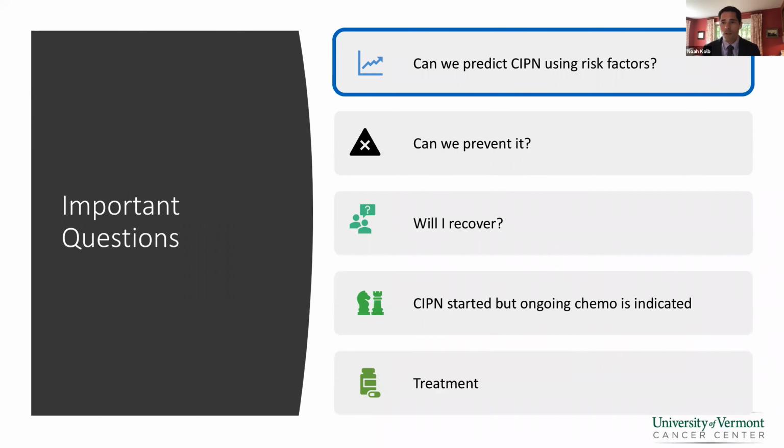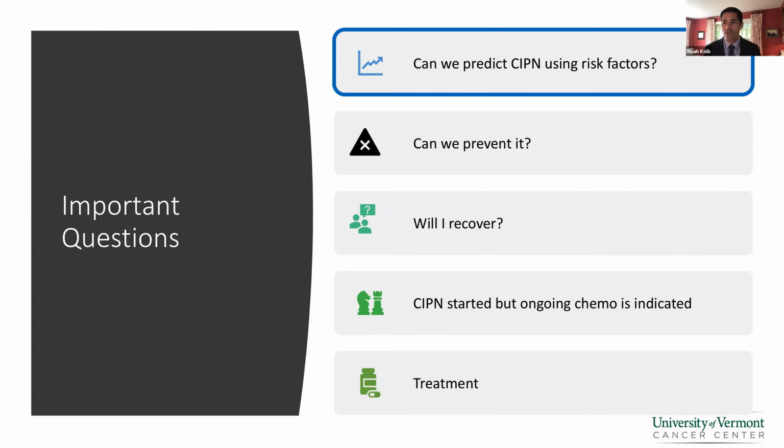Okay, so now I want to move on to the second part of the talk. We're going to talk about important questions, and there are two sorts of information that I included here. One is information for providers, but the second is some hints about how I talk to patients about these specific components, because these questions come up over and over and over again.